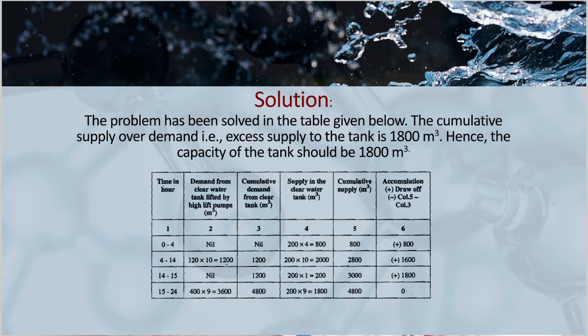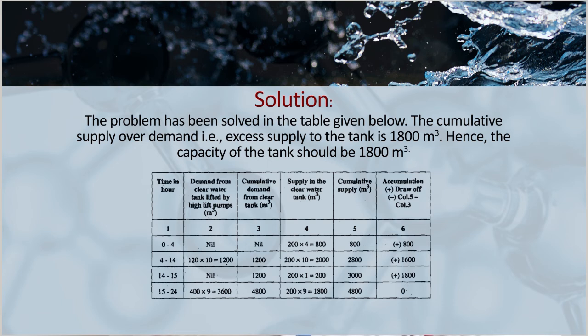In column 1, time in hours; then the demand from the clear water tank lifted by the high lift pump. This is in table 2, because from 0 to 4 there is nil demand, and for 14 to 15 hours there is again nil demand. For 4 to 14 the total demand is 1200 cubic meters, and for 15 to 24 it is 3600 cubic meters. And the cumulative demand for the clear tank: first nil, 0; for the second it is 1200, again 1200, then finally 4800.